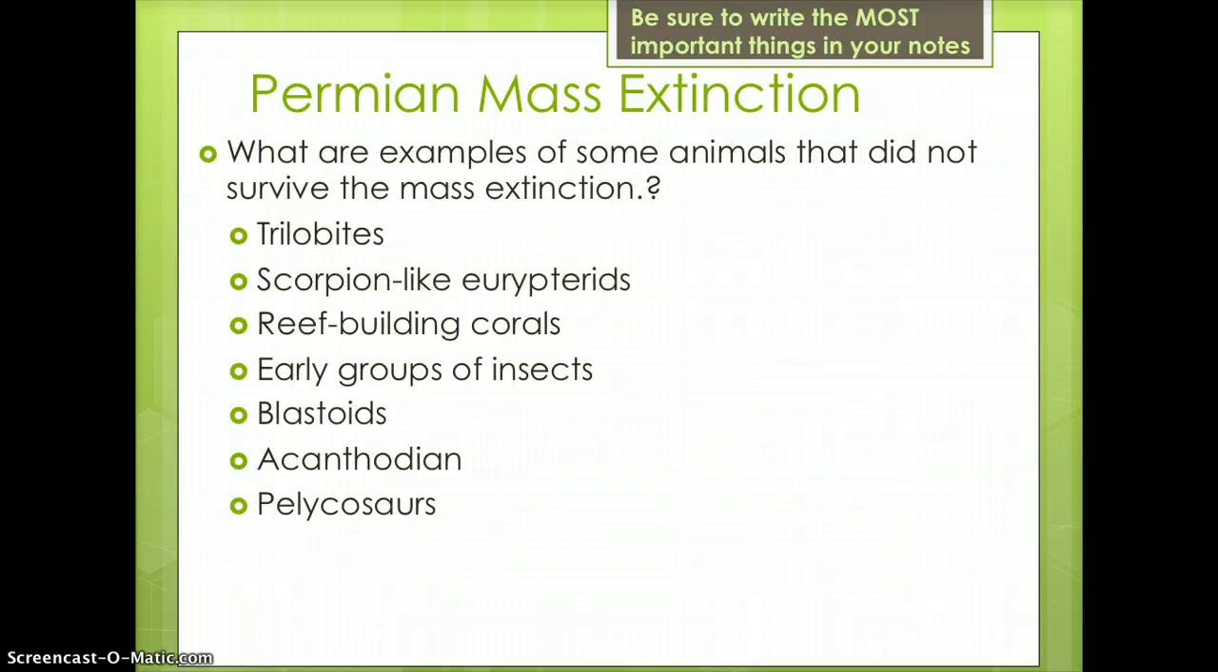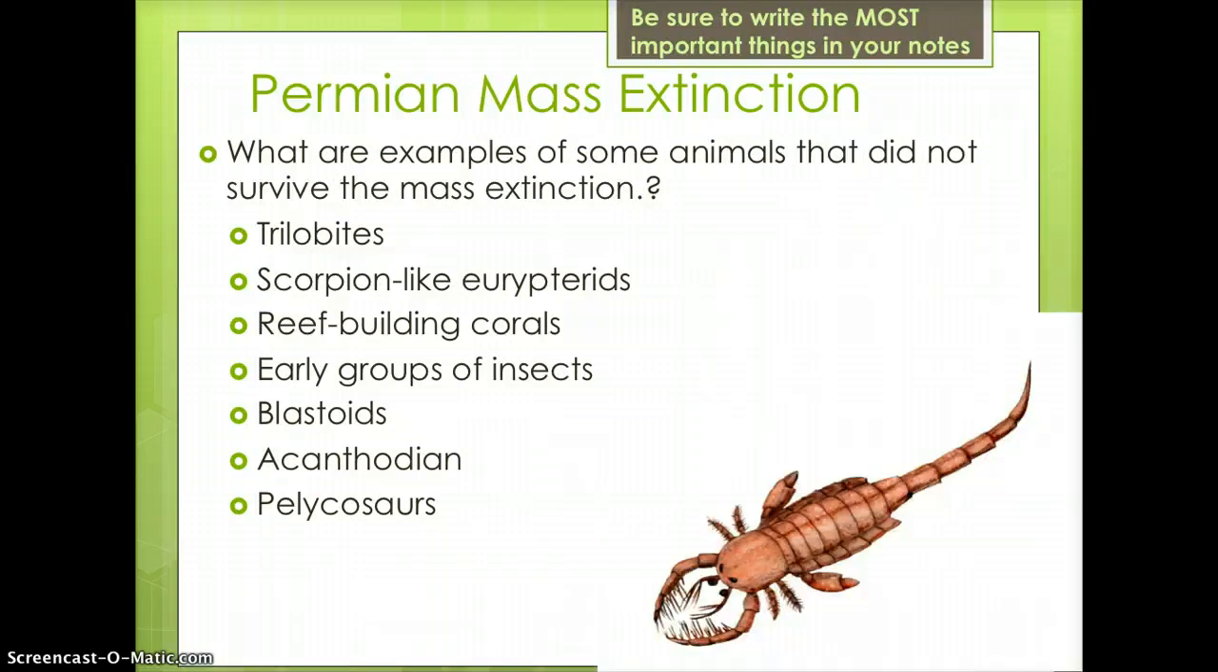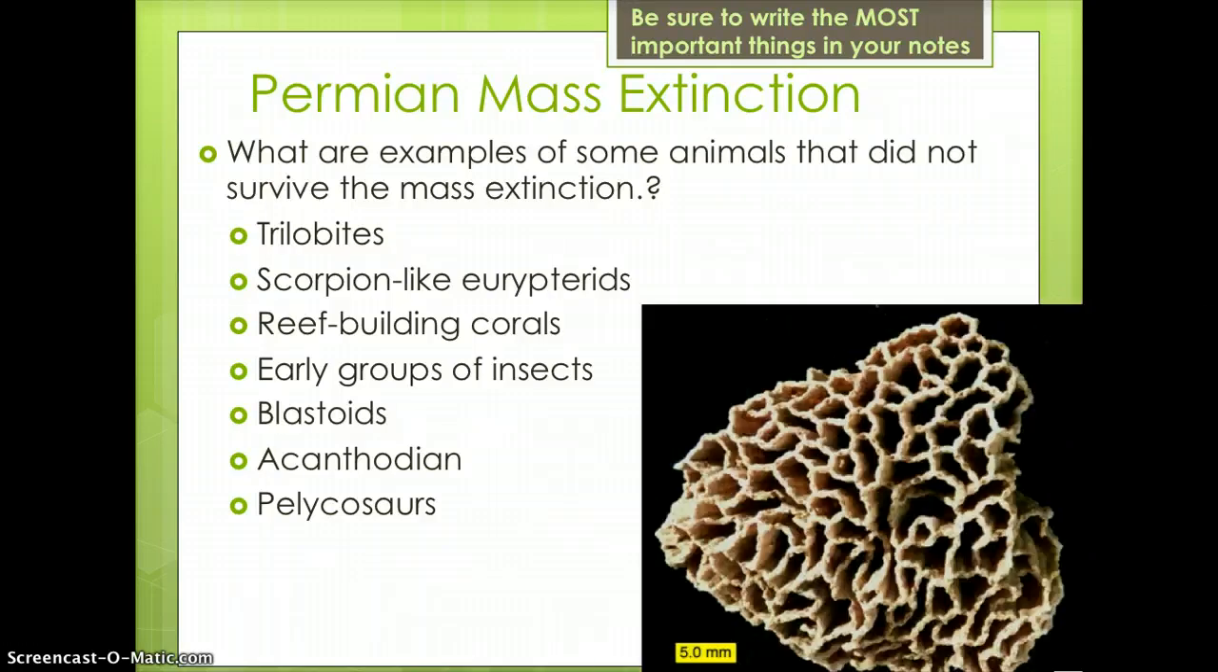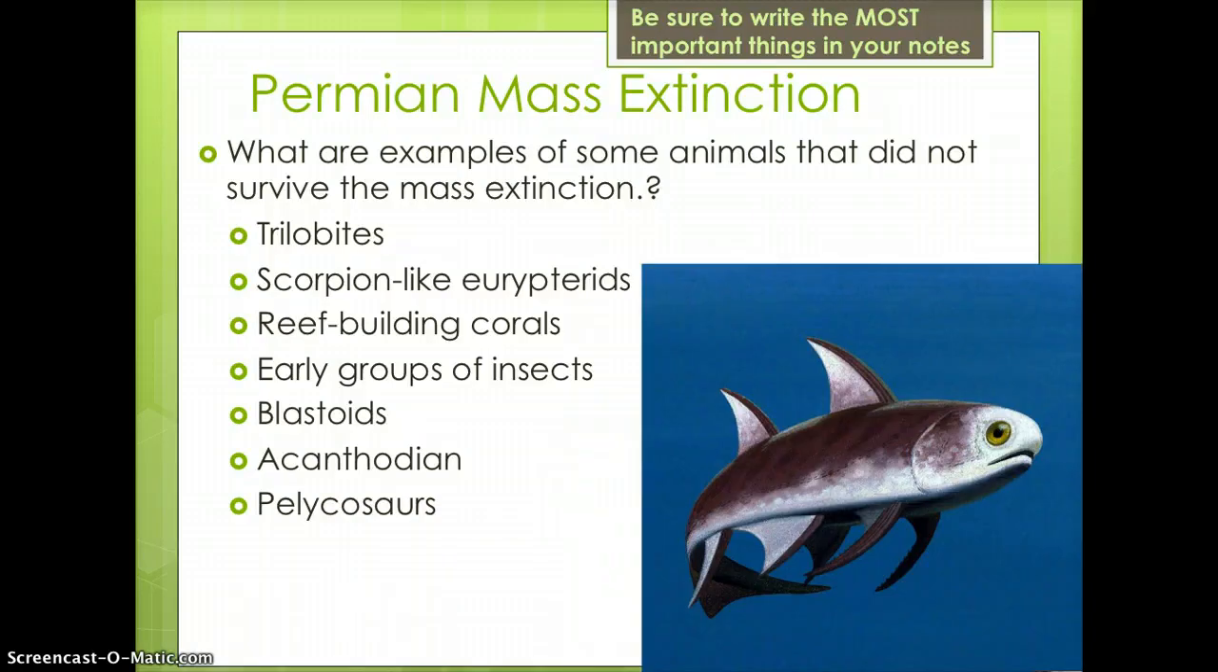Some species that went extinct during this period were trilobites, scorpion-like eurypterids, reef-building corals that would have affected entire ecosystems, and an early group of insects. This was the only mass extinction that has been observed for insects. Also blastoids, which were echinoderms, Acanthodians, which are extinct fish, and the pareiasaurs.